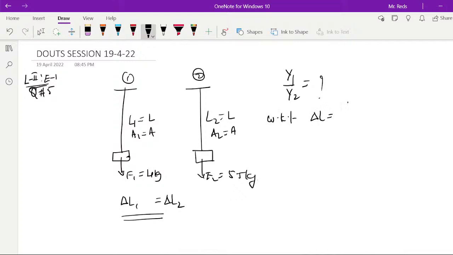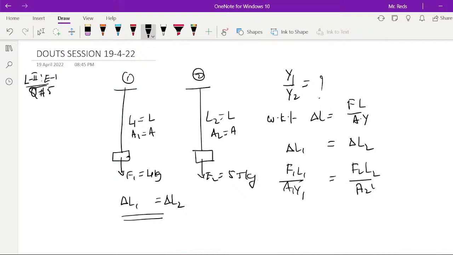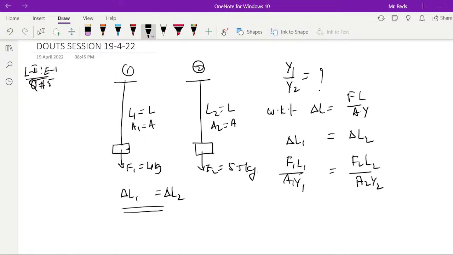We know that elongation delta L is equal to F L by A Y. So delta L1 equals delta L2. That means F1 L1 by A1 Y1 is equal to F2 L2 by A2 Y2. Right? So from this, F1 equal to F2? No, not equal. L1 equal to L2? Yes, they cancel. A1 equal to A2? They cancel. Y1 equal to Y2? No, we are asked to find the ratio of Y1 and Y2. So we take Y1 here, then Y2, F2 bring it here, then we get Y1 by Y2 is equal to F1 by F2.